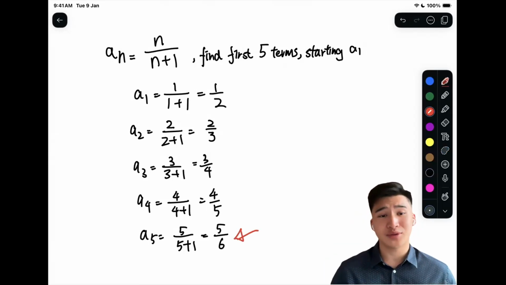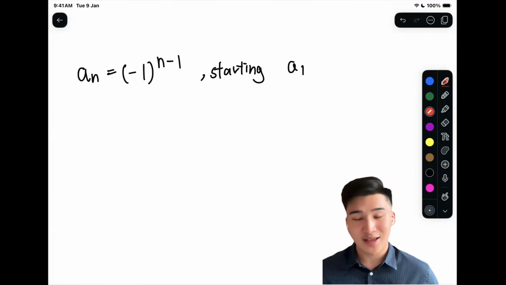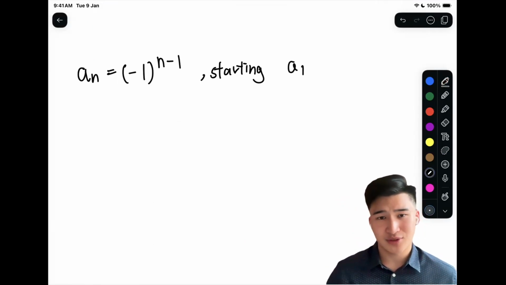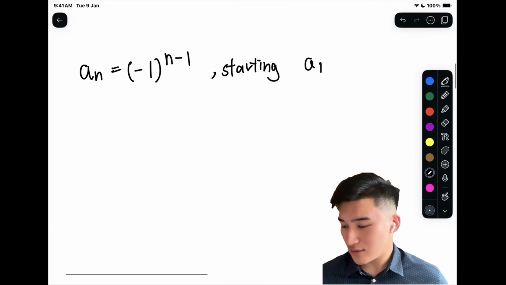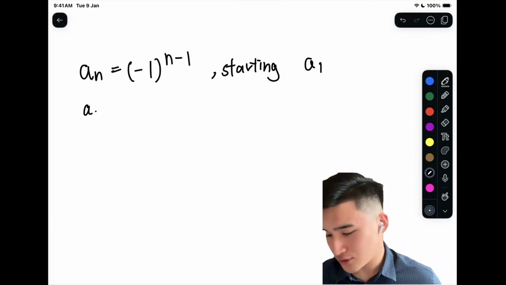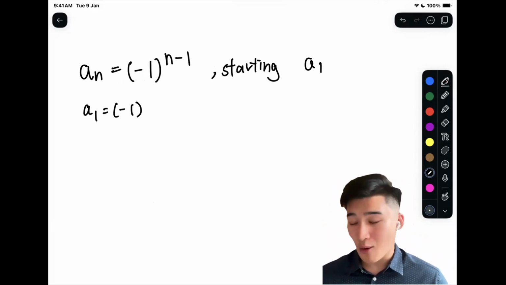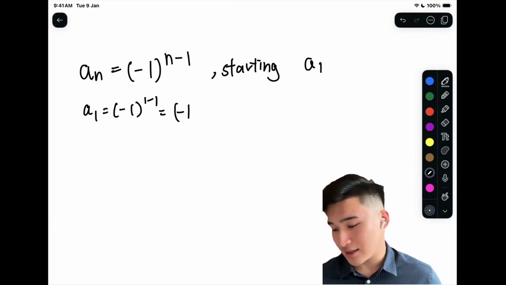So let's move on to another example. In this example, interestingly, we have An equals -1 to the power of n minus 1. Let's say we find the first 5 terms for An here. If we start from A1, as mentioned, let's substitute n equals 1. We're going to get -1 to the power of 1 minus 1, and 1 minus 1 is basically 0.